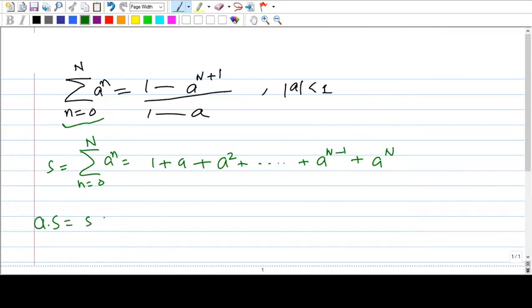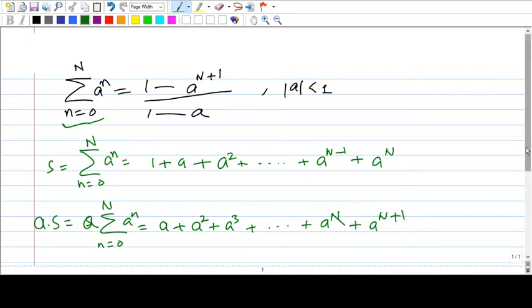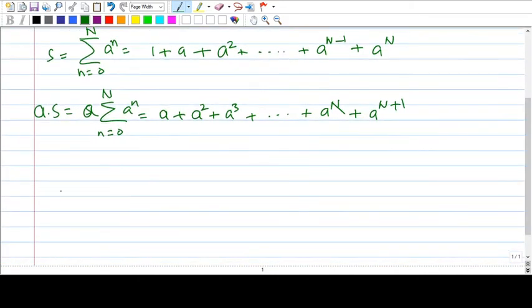So this shall become alpha times the summation n from 0 to N of alpha power n, right? Now you can see this alpha is multiplied with each of these terms, then this whole expression shall become alpha plus alpha square plus alpha cube plus up to plus alpha power n plus alpha power n plus 1, right? Now what if I subtract this alpha S from this S?